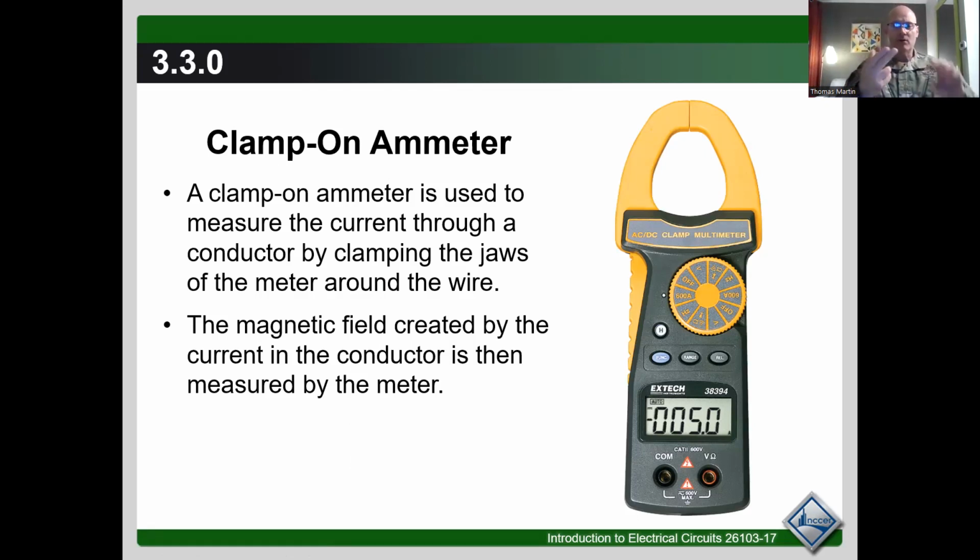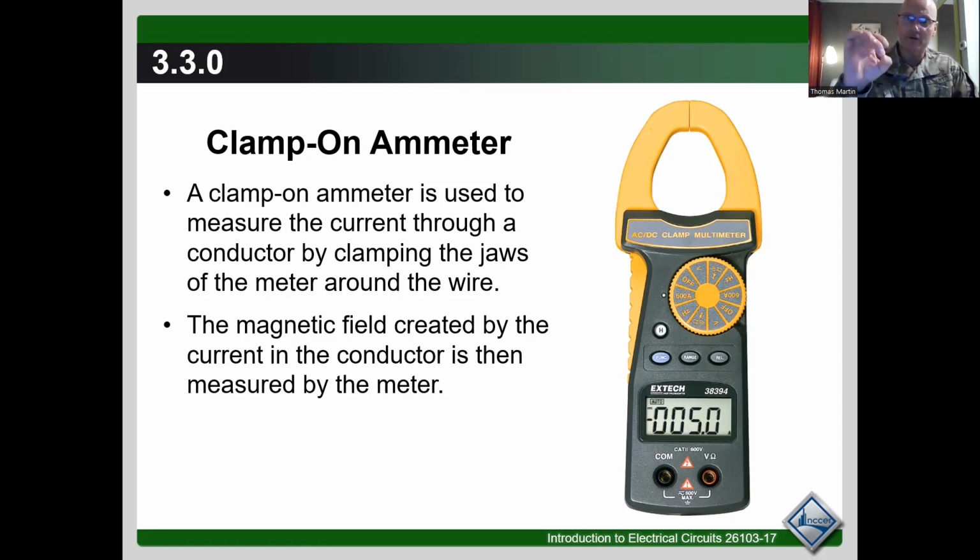One of the reasons we don't clamp it around two conductors is because it gets confused. It has current flowing one direction and current flowing back another direction, so it gets confused on what's coming and going. It gives you a crazy reading.